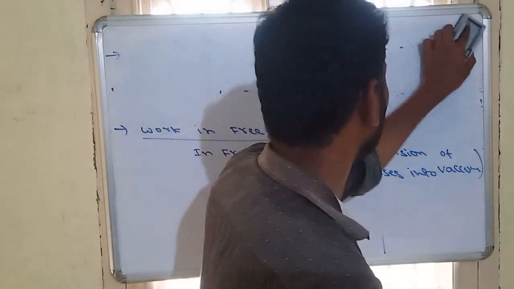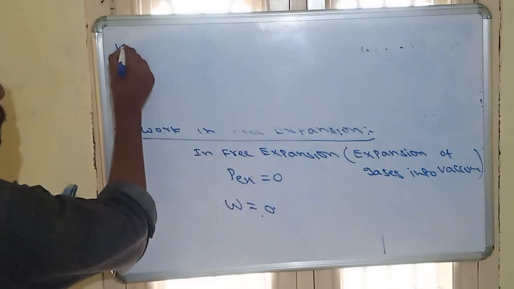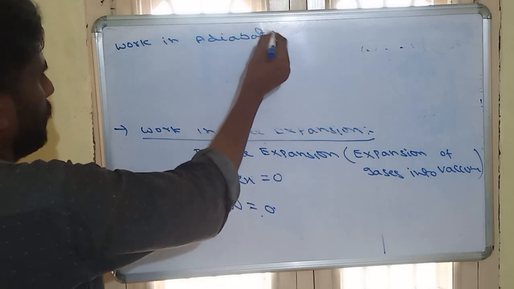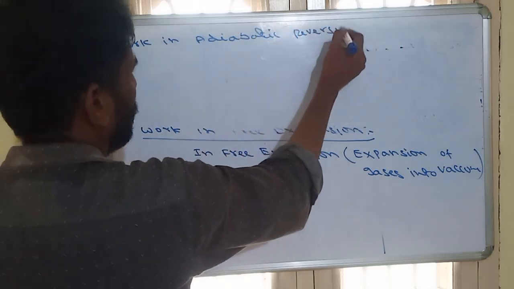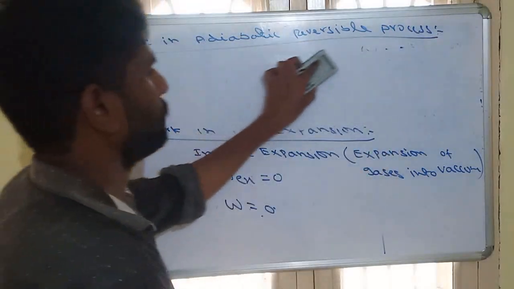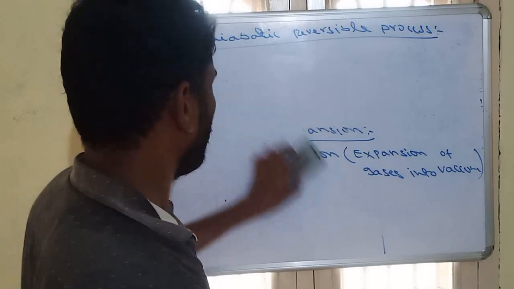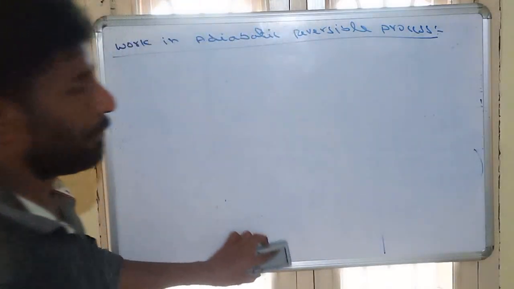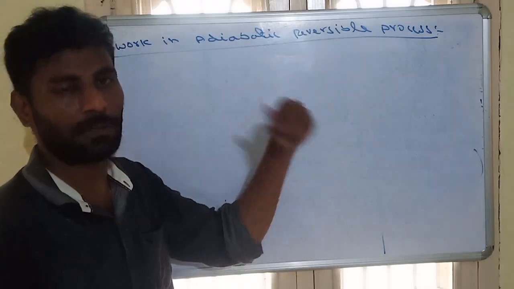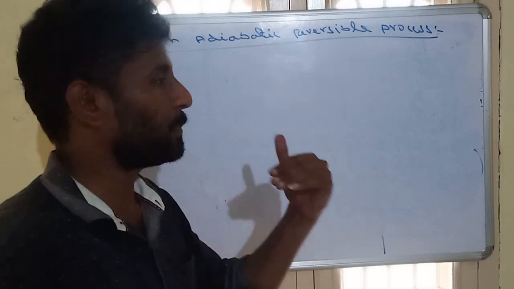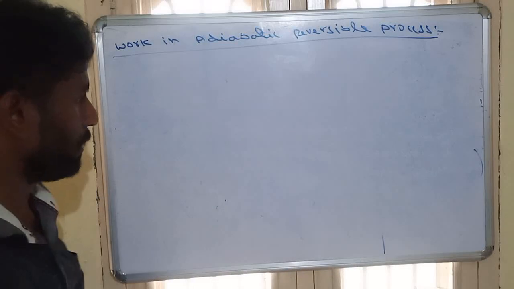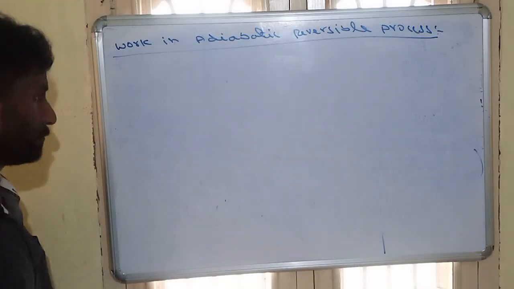The last one is work in an adiabatic reversible process. We are calculating reversible work in an adiabatic process. Not for irreversible, as I told, for irreversible the direct formula is work is equal to minus Px into delta V. But for a reversible process, different formulas are there, and we will derive it.